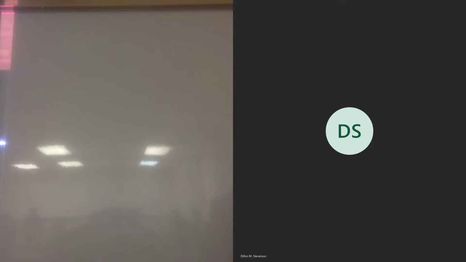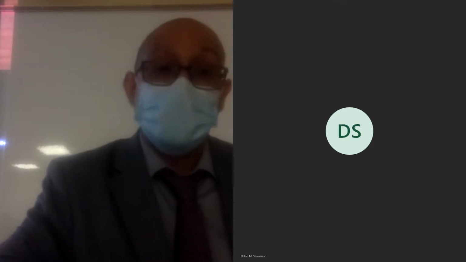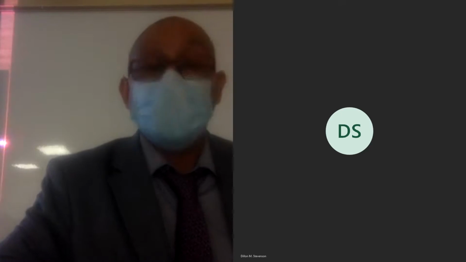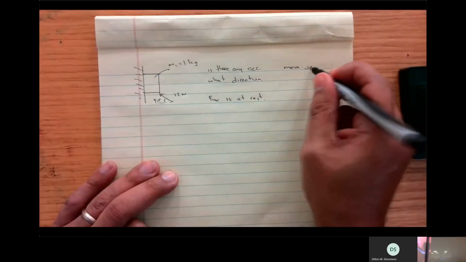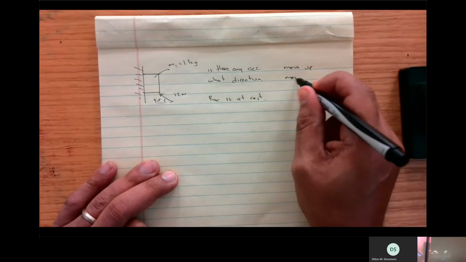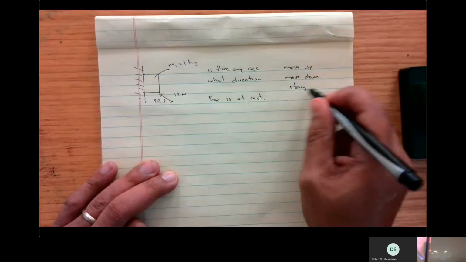Okay, so the box is at rest, and what I want to find out is if that force that I'm going to apply is large enough for the box to start moving, and if so, in what direction. It can go upwards, it can go downwards, or it can stay still. Those are my 3 options: move up, move down, and stay still.